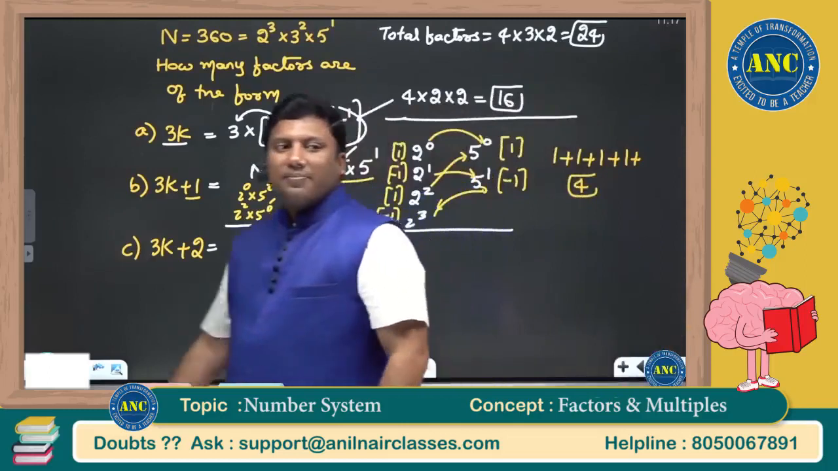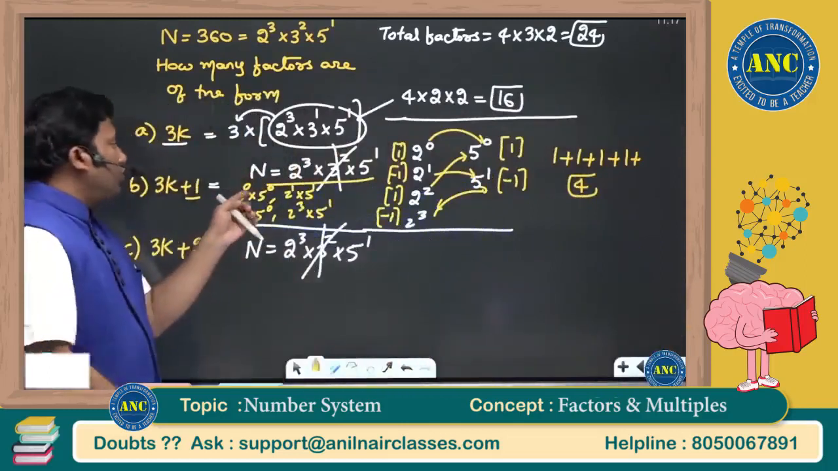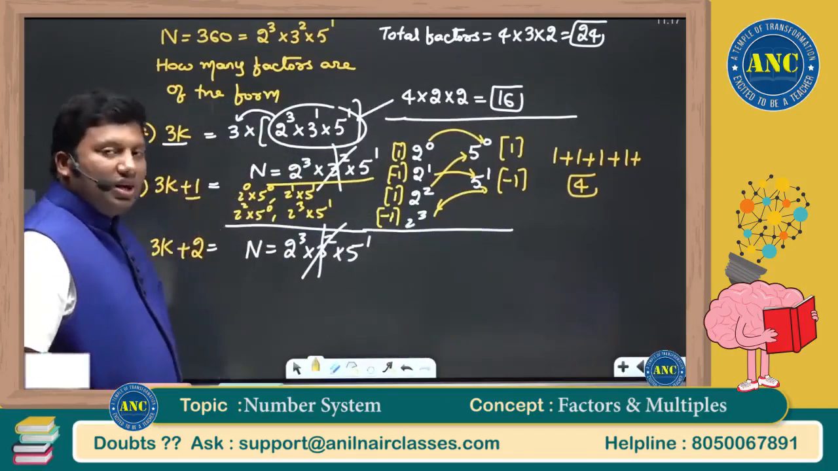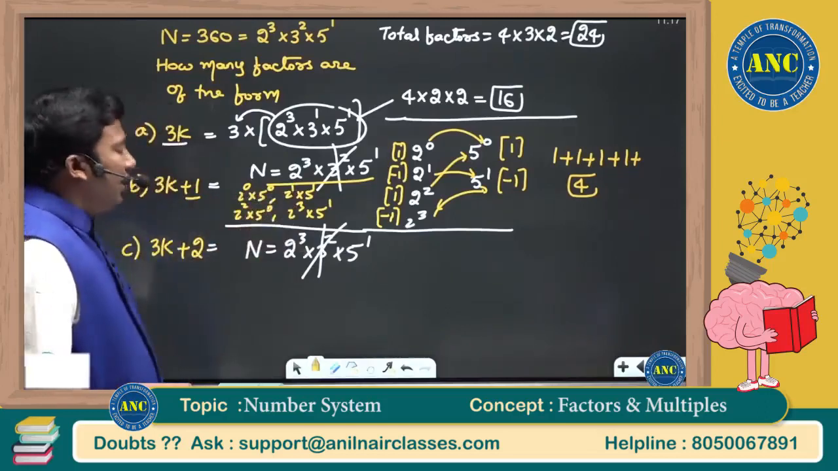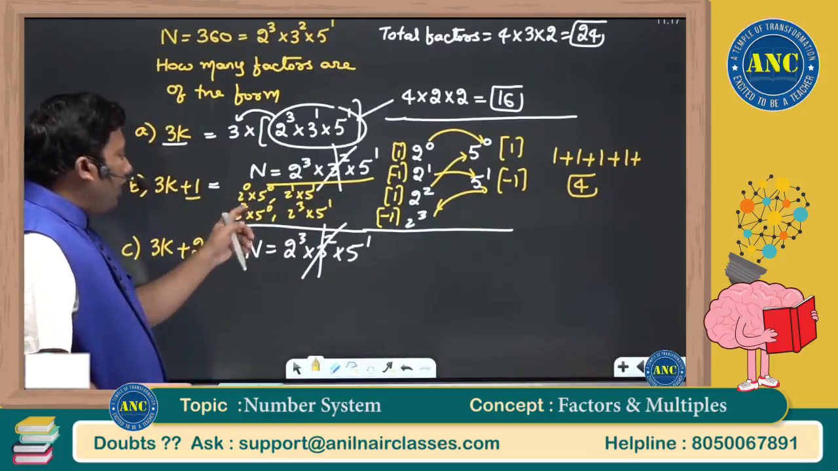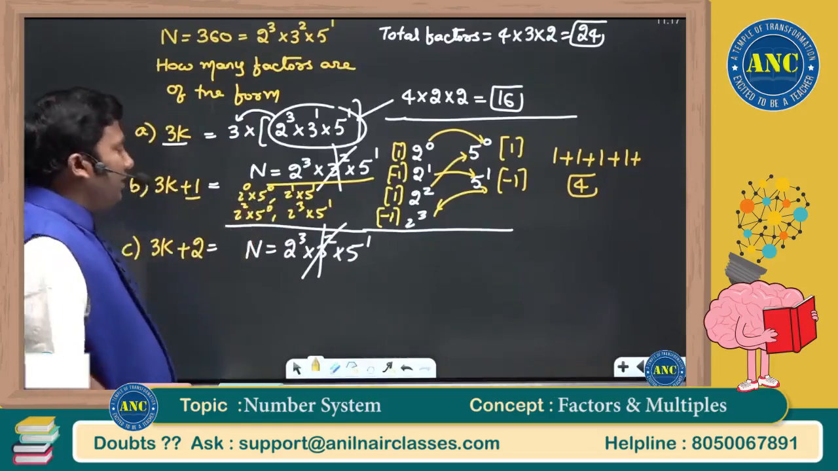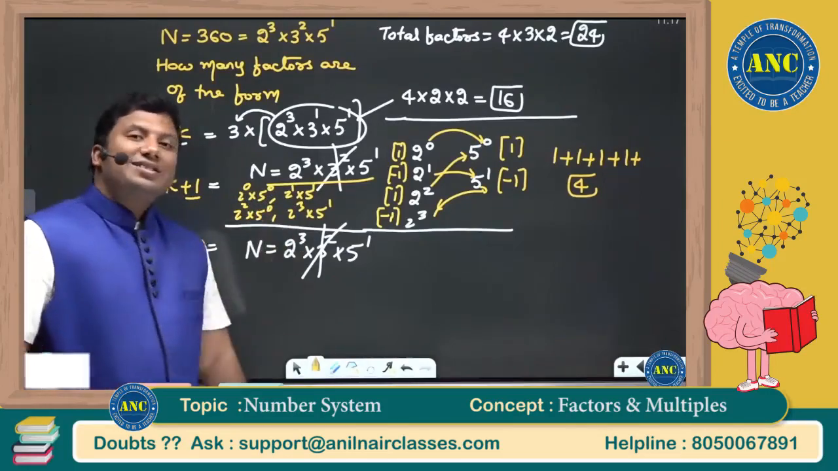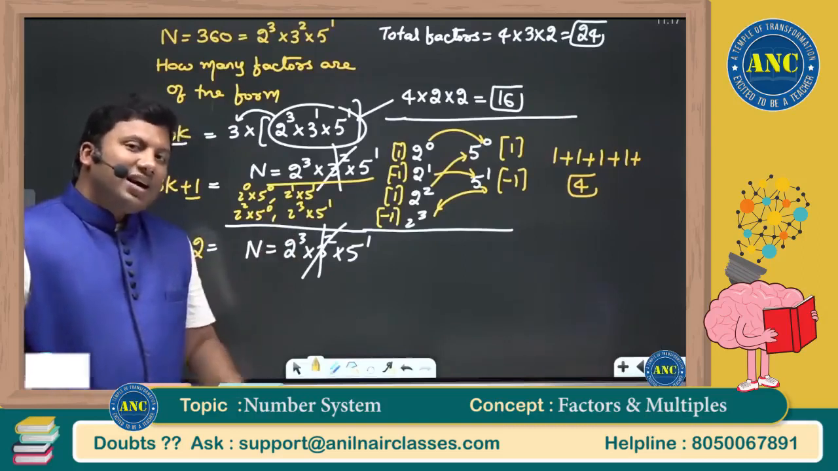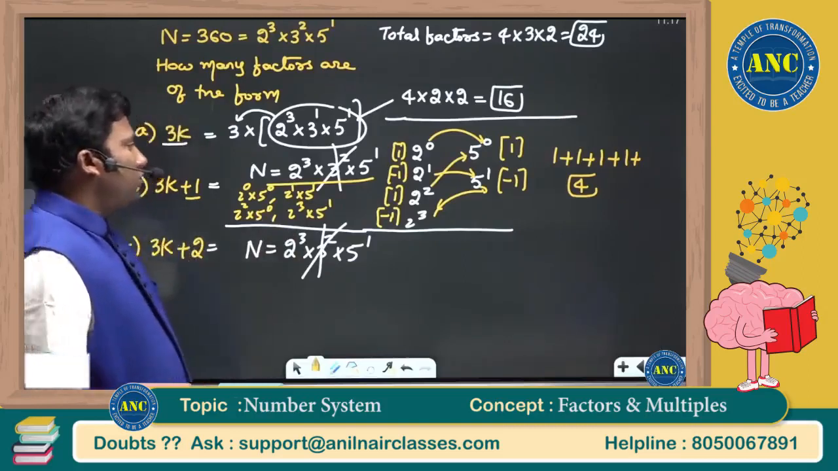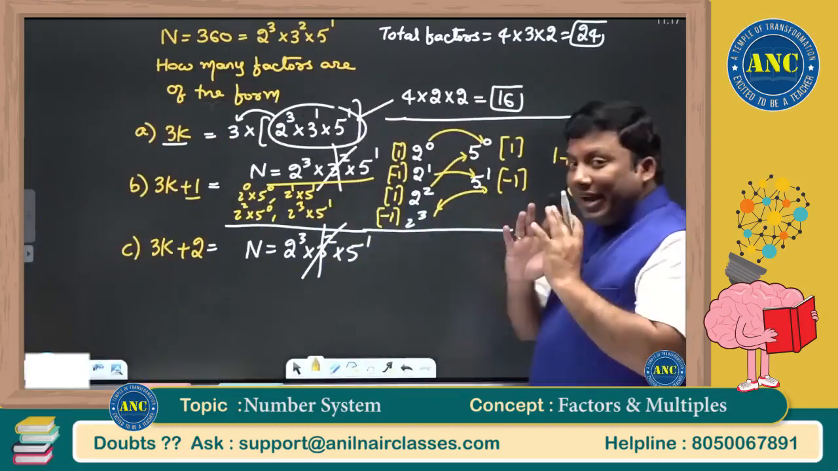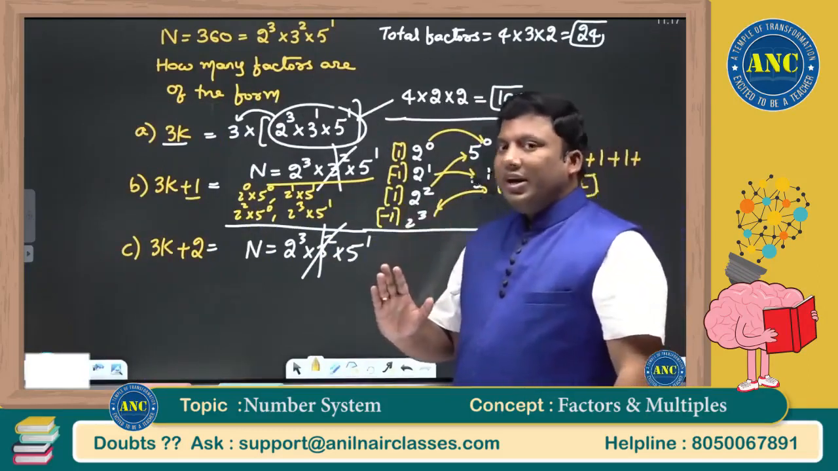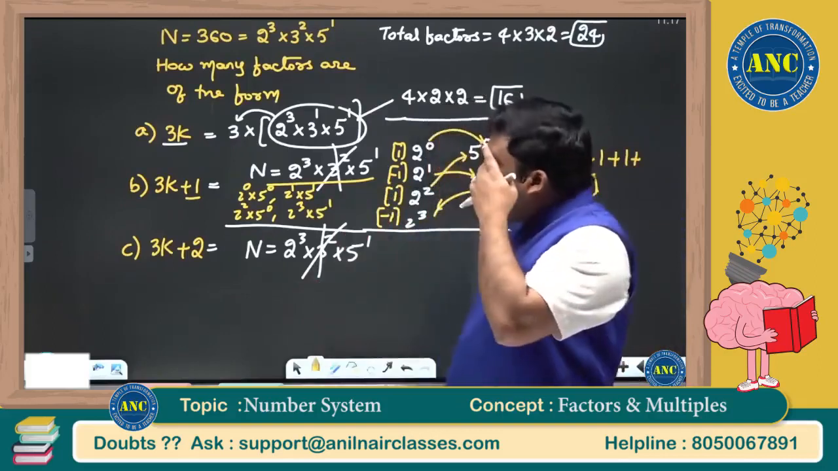Check all the cases. 1 into 1 is 1, remainder 1. 2 into 5 is 10, and 10 divided by 3 gives remainder 1. 4 into 1 is 4, and 4 divided by 3 gives remainder 1. 8 into 5 is 40; 3 13s are 39, remainder 1. So totally, how many cases did I get? 4. I hope it is clear. Again, I am explaining. If needed, I will take one more question and solve it.